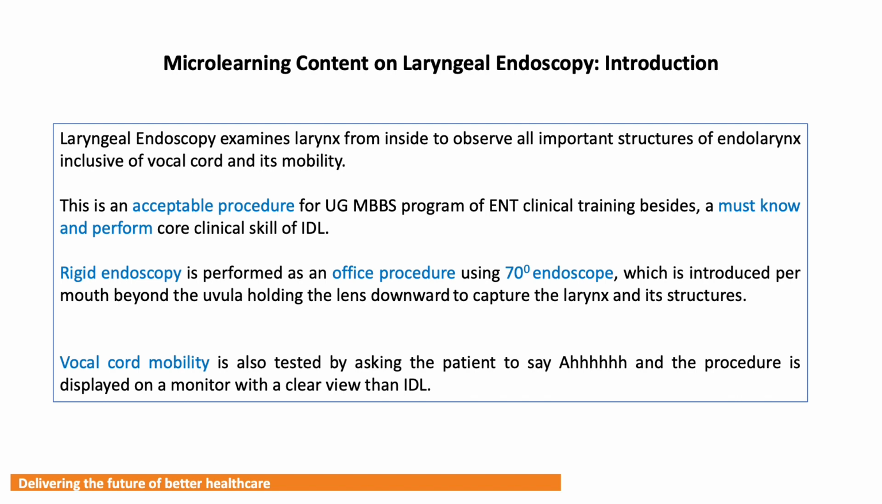Among another one which is optional and nice to know procedure is the direct laryngoscopy. Rigid endoscopy is performed as an office procedure using a 70-degree endoscope, which is introduced per mouth and is held beyond the uvula with lens facing downwards to capture almost 8 to 9 structures of a total of 11 structures in a sequential and orderly manner as you move around with your endoscope. Vocal cord mobility is also tested by asking the patient to say ah or e, and the observer will observe the vocal cord as normal, sluggish or fixed.